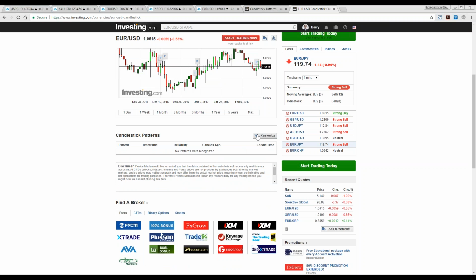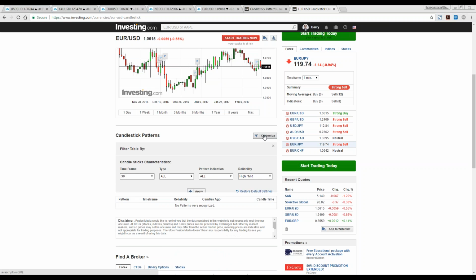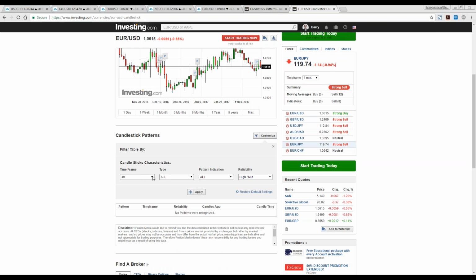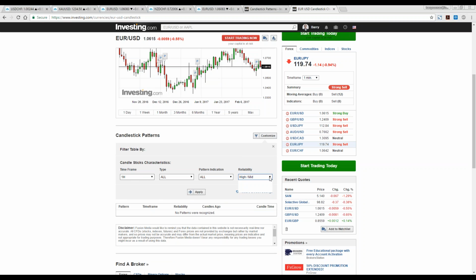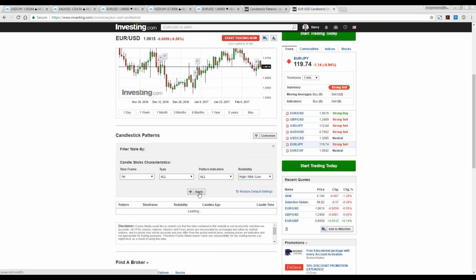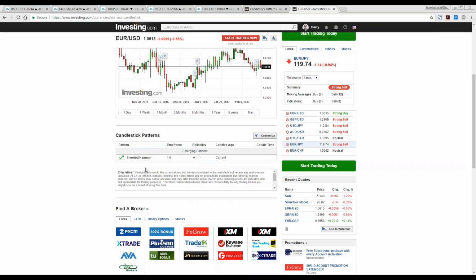Now, because the markets are closed this weekend, we're not seeing much. But again, let's go back to a 1-hour chart. Maybe we'll get something from Friday. No. Oh, I know why, because we set it to high and medium. It's just since the market closed. So we can see that in a 1-hour time frame, we had an inverted hammer, and it was with the most current candles, which would have been Friday's closing of the markets, even in currency.